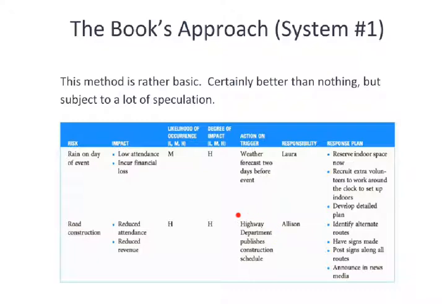They will monitor what the highway department is doing, their construction schedule. Typically, highway departments do publish something, and they will monitor that in order to decide when they need to send out new instructions, new route information to reach the event, and Allison will have that responsibility. So this is not a complicated technique. The book's approach, what I'm calling System 1, is not complicated. The only part of this I don't like is that it's so qualitative. Low, medium, and high tends to be a pretty relative scale.